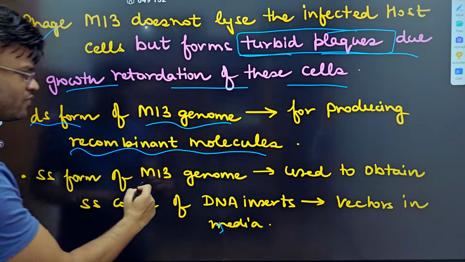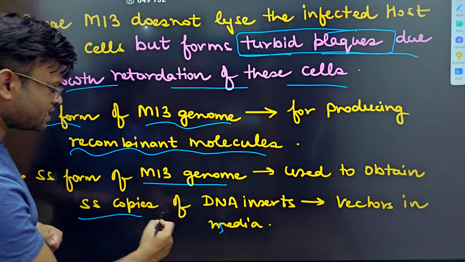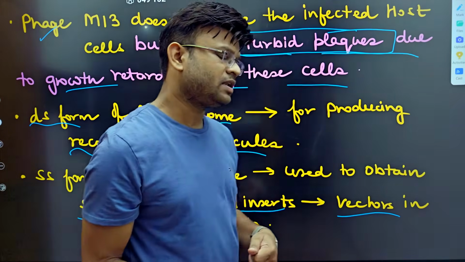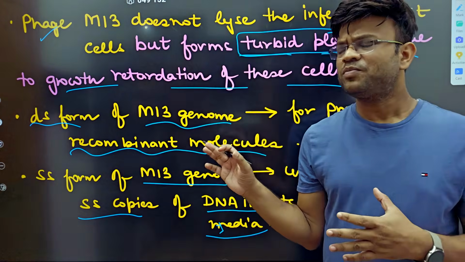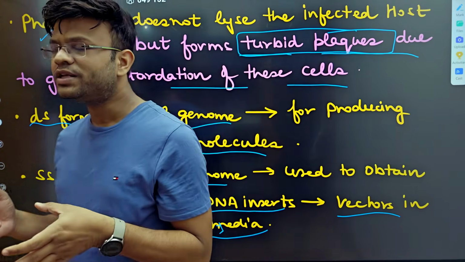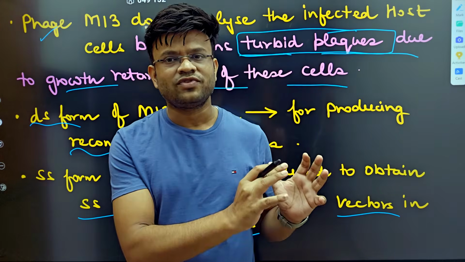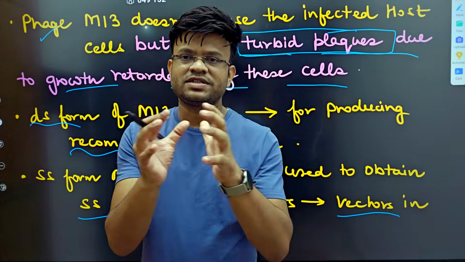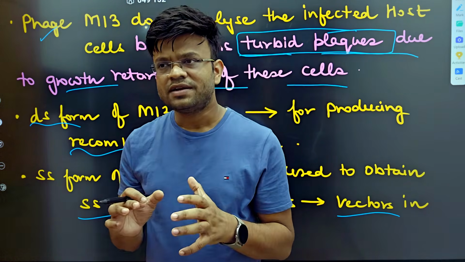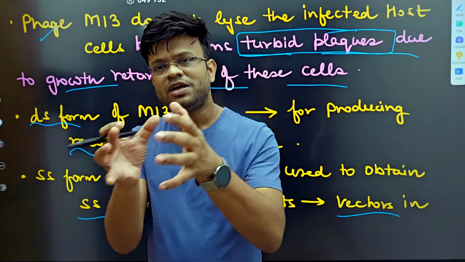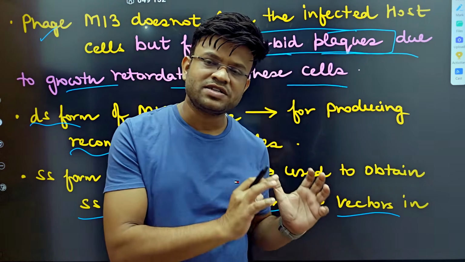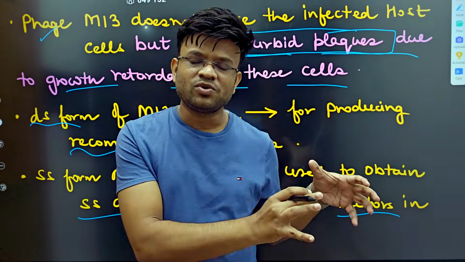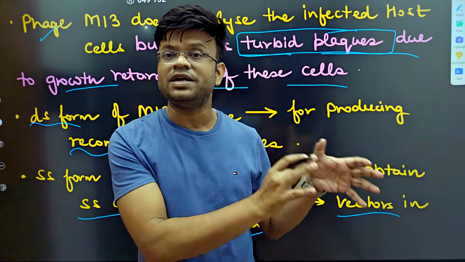Now, the single-stranded form of M13 genome is used to obtain single-stranded copies of DNA insert vectors inside the media. Let us understand this, there is an important thing. When you are doing the experiment and allowing the M13 phage vectors to attack the bacteria, so that your gene of interest is transferred inside the bacteria, understand that not all the M13 phage would be able to attack E. coli. There would be certain M13 phages that would go inside the E. coli, and there would be certain M13 phages that would not be able to go inside the E. coli, and they would be present inside the media only.